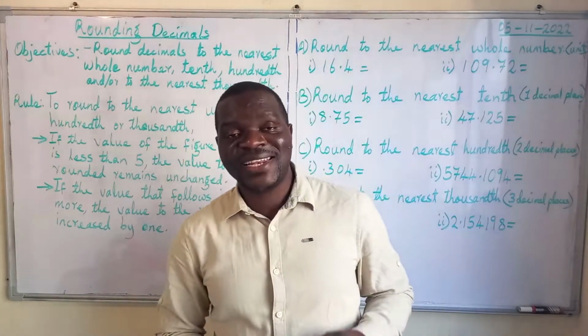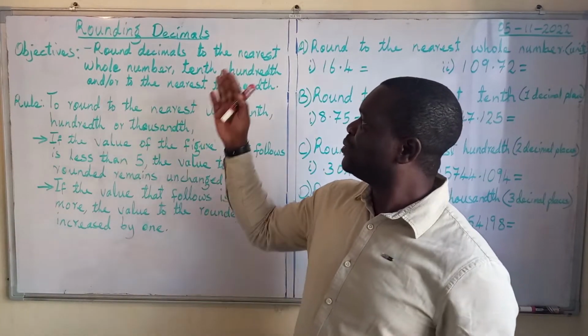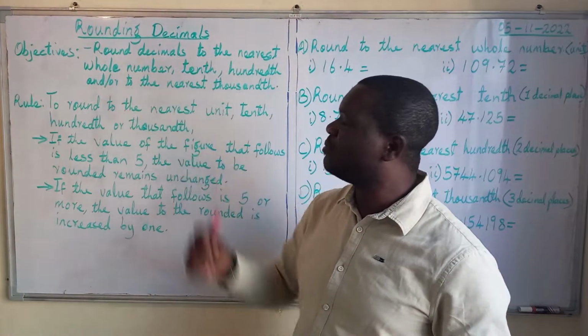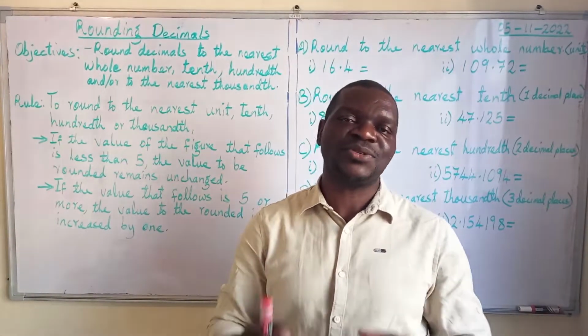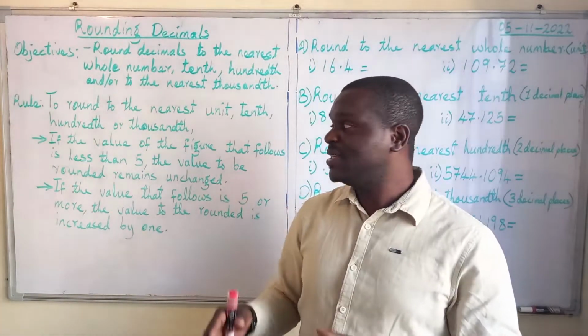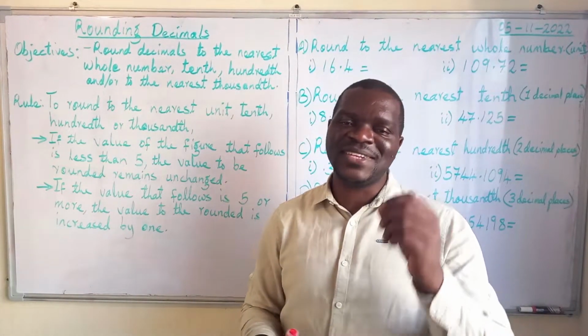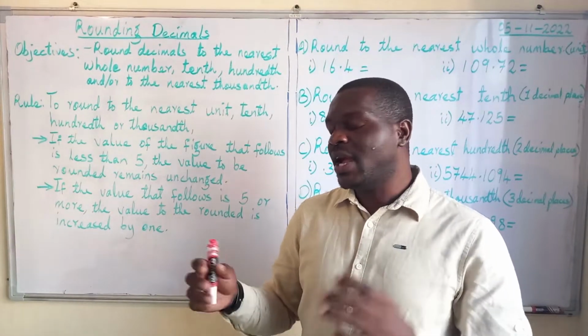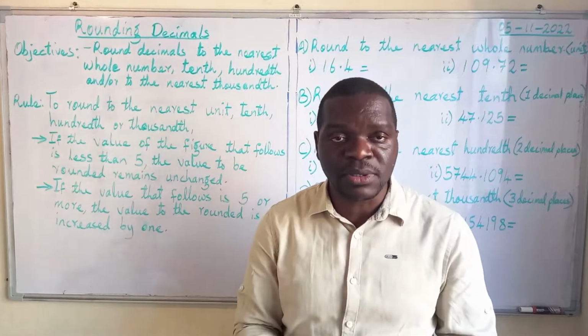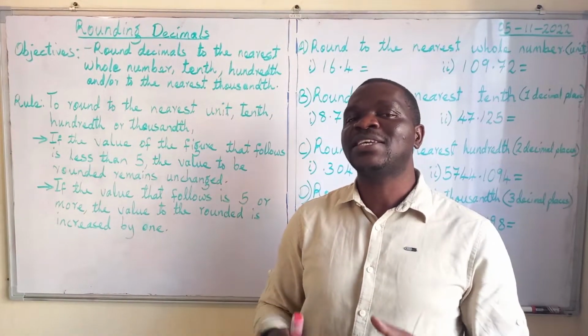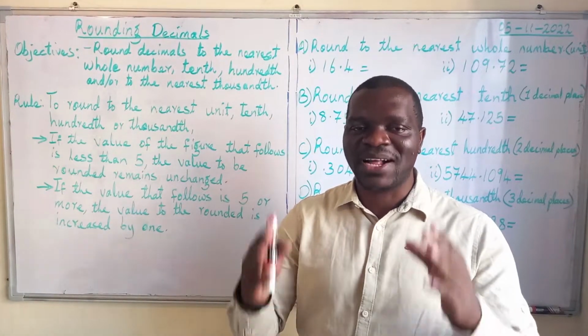By the end of the lesson today, we should be able to round decimals to the nearest whole number, to the nearest tenth, to the nearest hundredth, and to the nearest thousandth. And if we can do this, then we have learned something today. Now we have a rule that we are going to follow. This is going to guide us to be able to round the numbers to the desired decimal place.